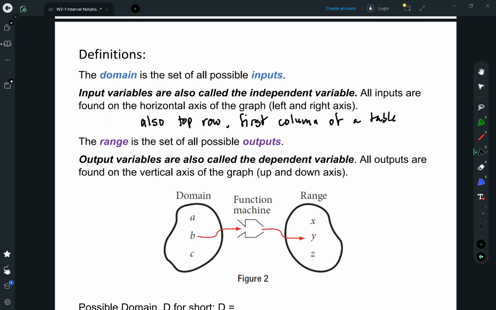The range is the set of all possible outputs. The output variables are also called the dependent variable. They're going to be found on the vertical axis. They'll be on the bottom row or the second column, depending on the orientation of the table. And that's how to find those.